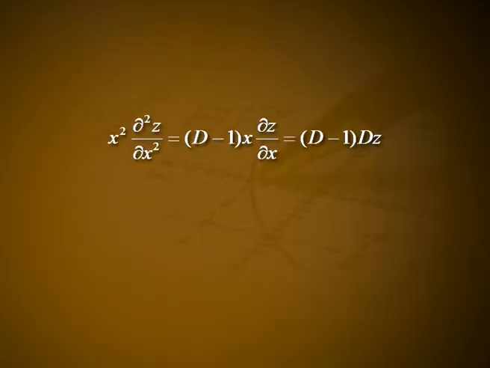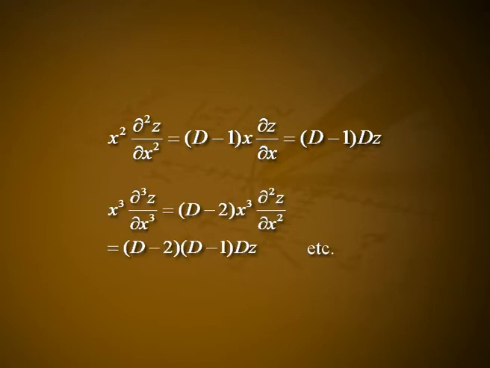Putting k = 2, 3, etc., we get x² ∂²z/∂x² = (D-1) x ∂z/∂x, which is equal to D(D-1) z. x³ ∂³z/∂x³ = (D-2) x² ∂²z/∂x², which is equal to D(D-1)(D-2) z, etc.